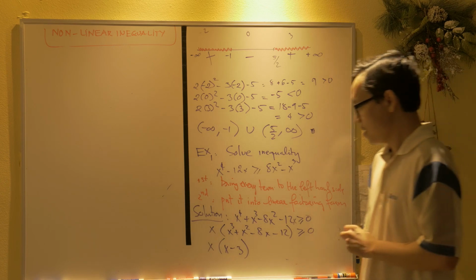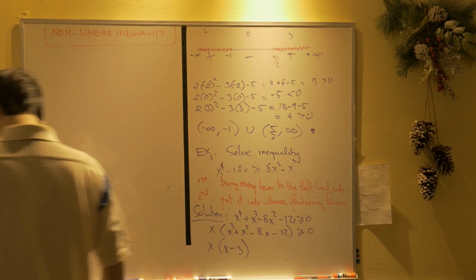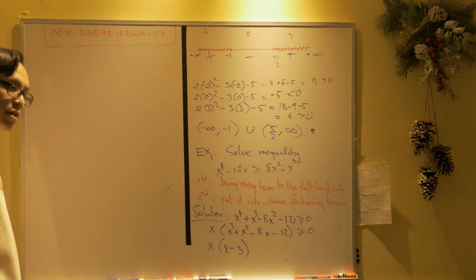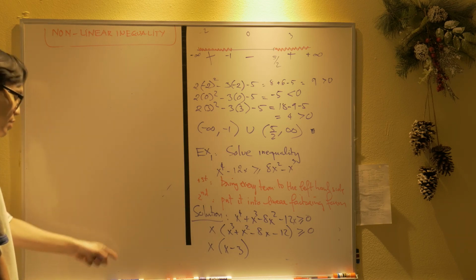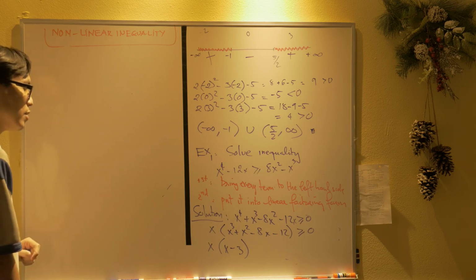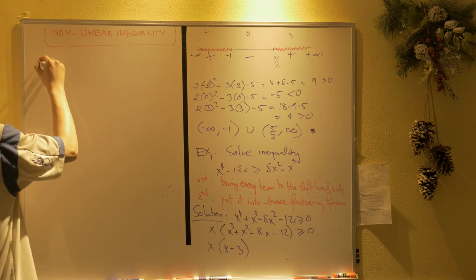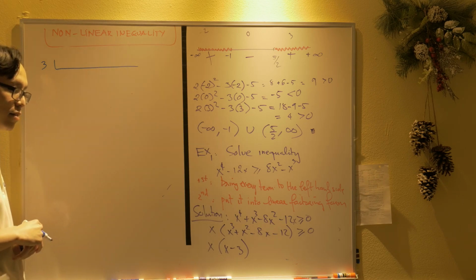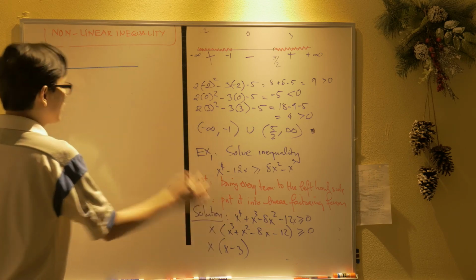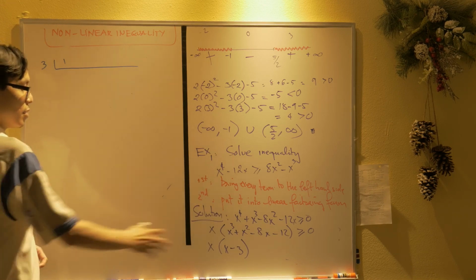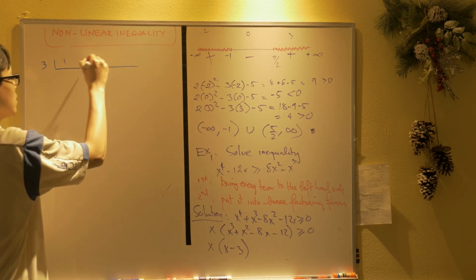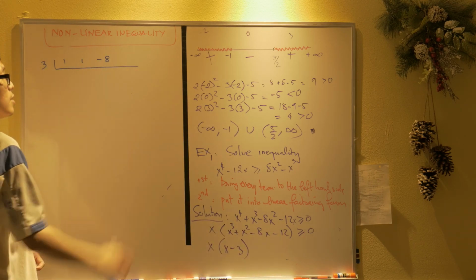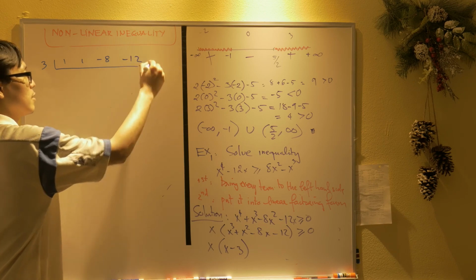Remember, if x minus 3 is the factor, then 3 is the 0, and we just checked that already. 3 is 0 because we plugged it in and it turned out to be 0. So if 3 is 0, we can set up the synthetic division. We take all the coefficients: 1, 3, 1, -8.